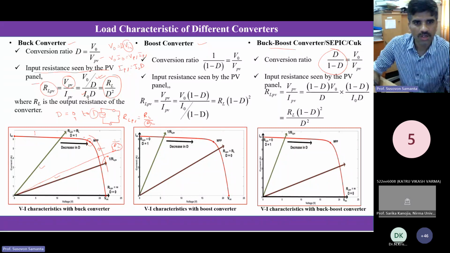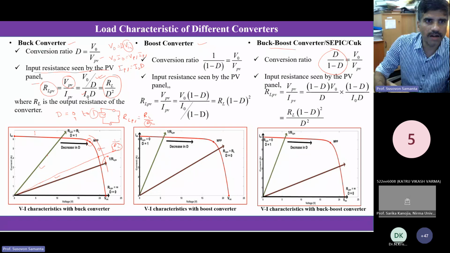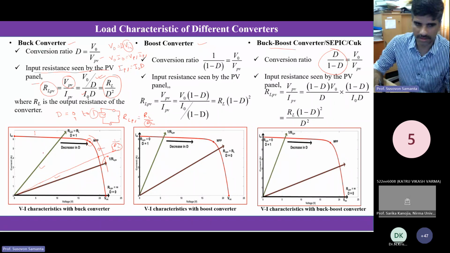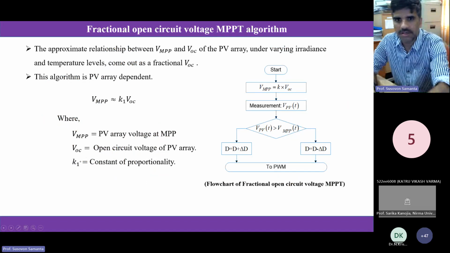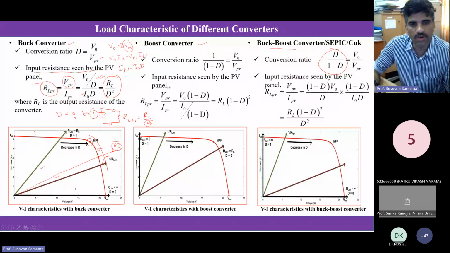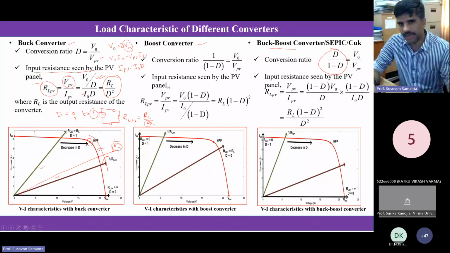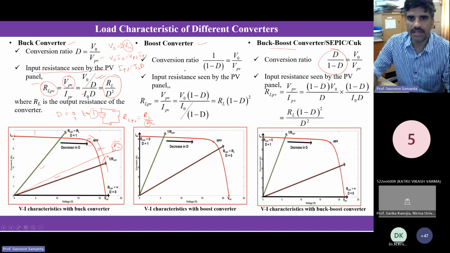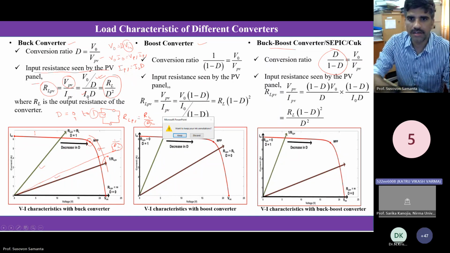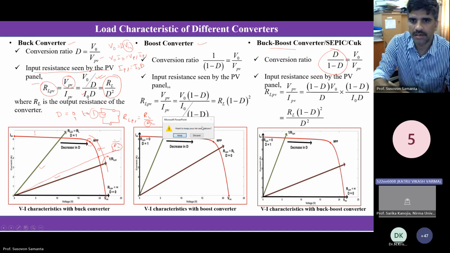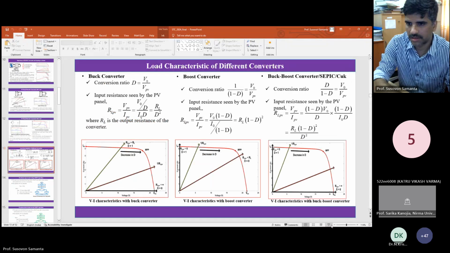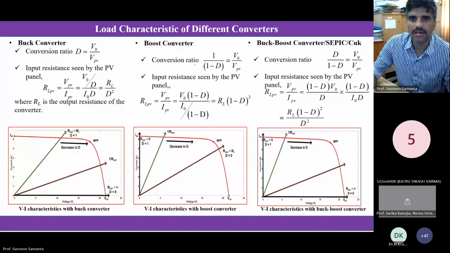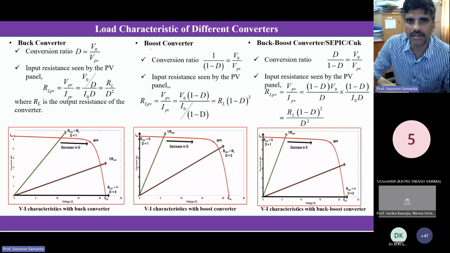So if you use the buck converter, the operating region is basically the lower side of this IV characteristics. So the same thing I can see for a boost converter.